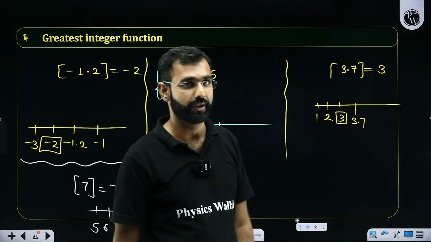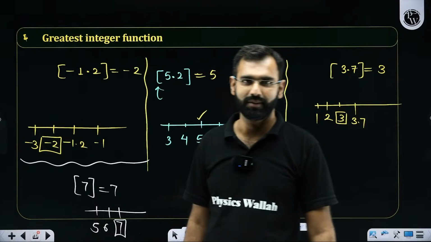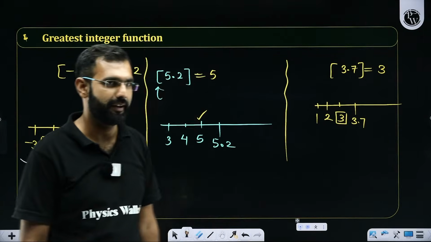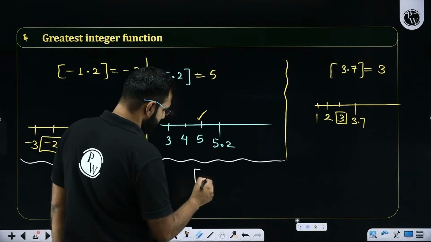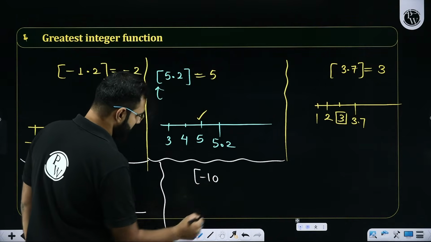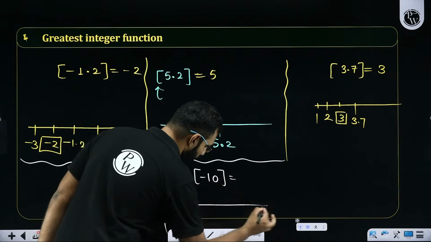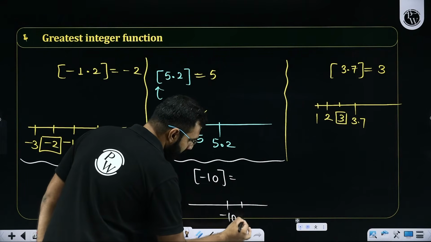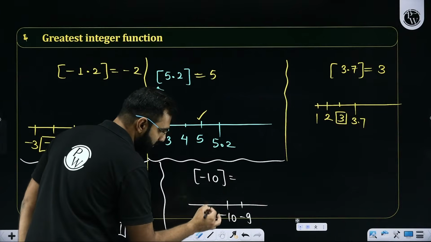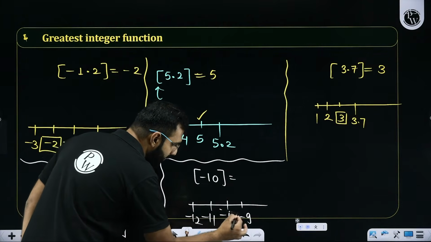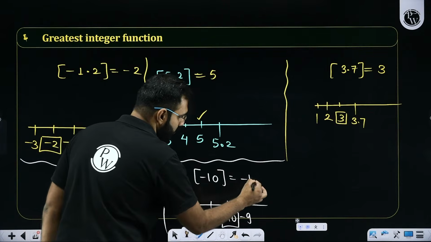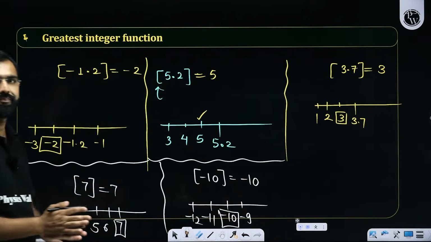Absolutely. Good. Keep it up, students. That's brilliant. Really nice. Similarly, can you help me with the GIF of, let's say, minus 10 if I ask you? Again, I'll ask you to locate minus 10 on the number scale. Greater than it will be minus 9, minus 8, and so on. But less than or equal to it will be minus 10, minus 11, and so on. Among them, which is the greatest? Sir, minus 10. So GIF of minus 10 is minus 10.